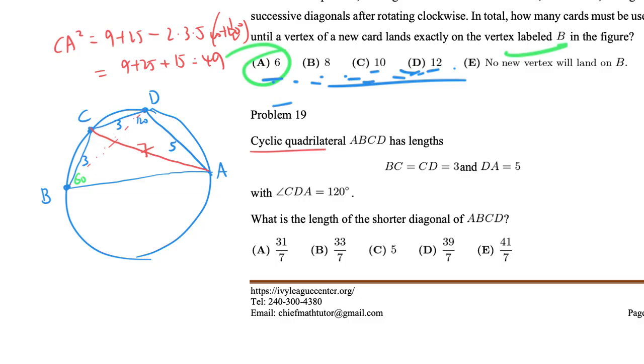find this, right? So if we let BA equal x, then you would have 49 is equal to 9 plus x squared minus 6x cosine 60. Cosine 60 is 1/2, so this is x squared minus 3x minus 40 is equal to 0. And so x is equal to 8 or negative 5, but you wouldn't want that. So this is 8. And so Ptolemy's would give you the answer very immediately.